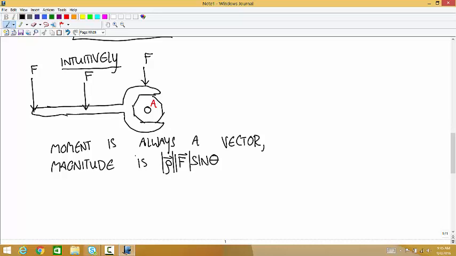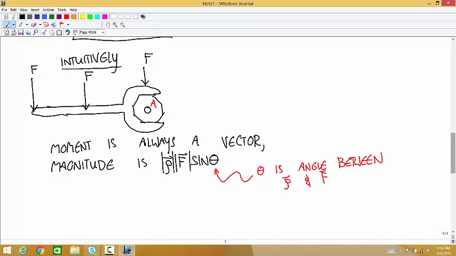Yep. The theta is between rho and F, correct? Yes, that's right. Yep, so theta is the angle between rho and F.